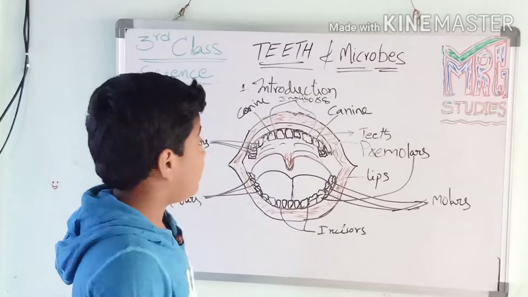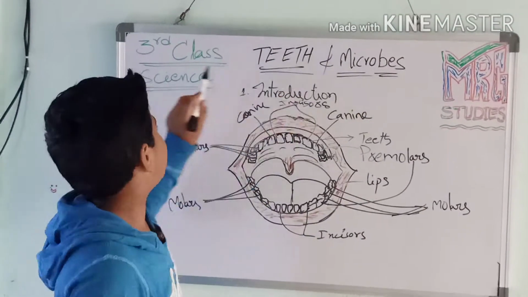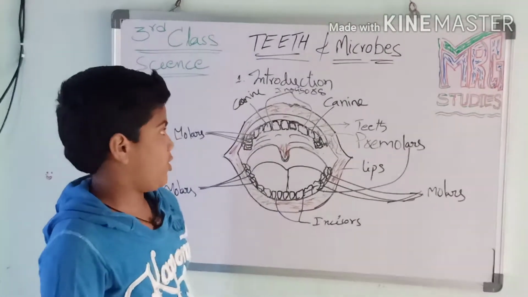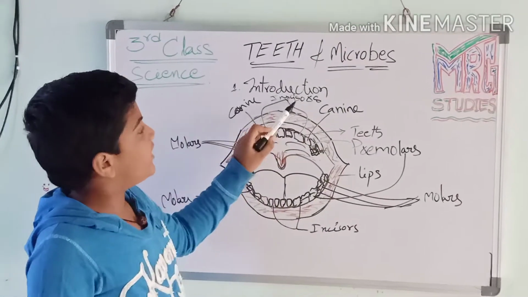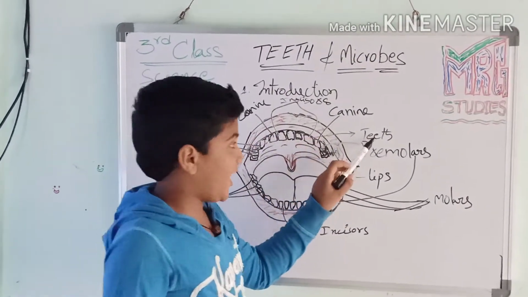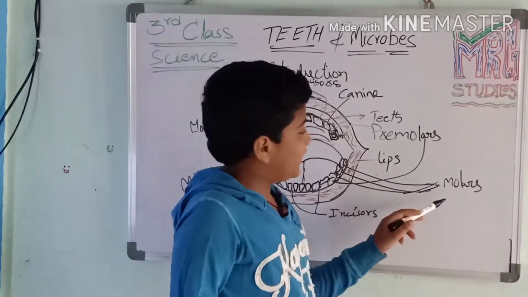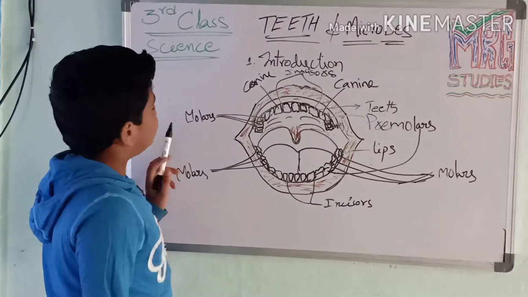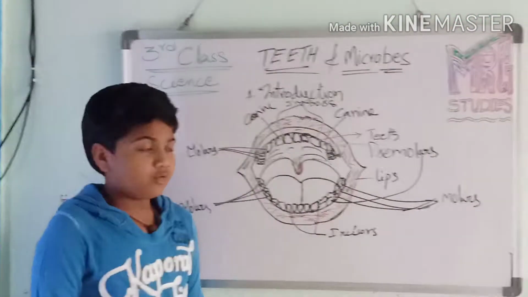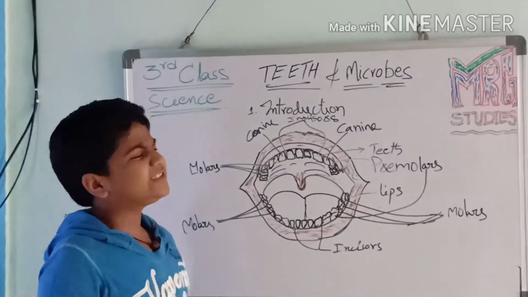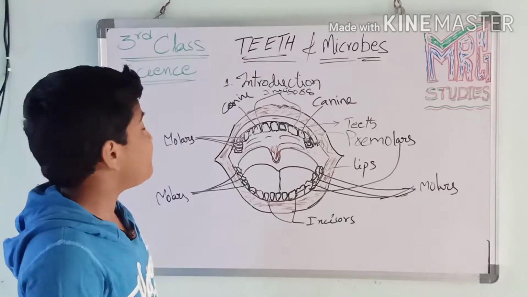Okay, let's go to our topic, teeth and microbes studies. Introduction. Okay? First we will read the parts. Incisors, canine, premolars, molars. This is on molars, okay? Let's go to what these are: incisors, canine, molars, premolars.